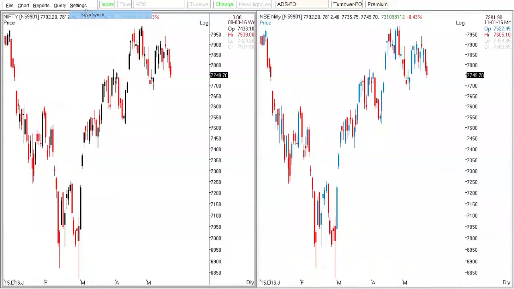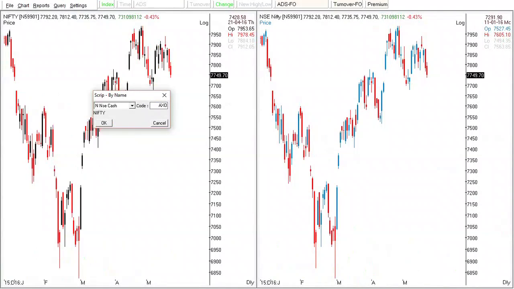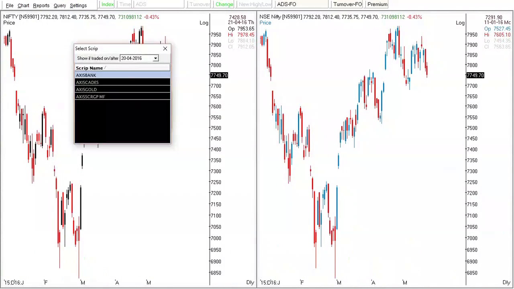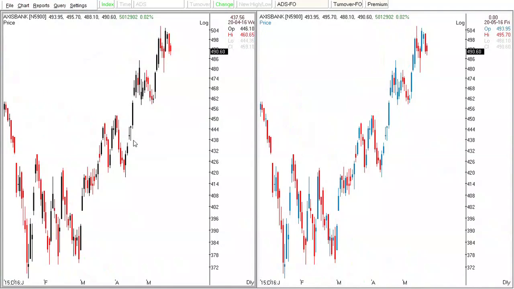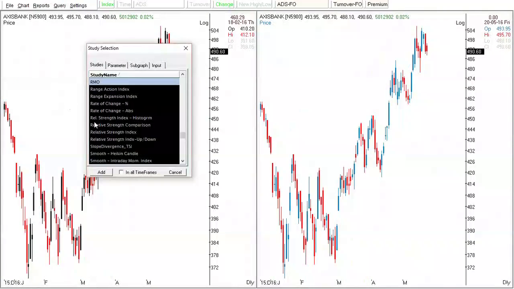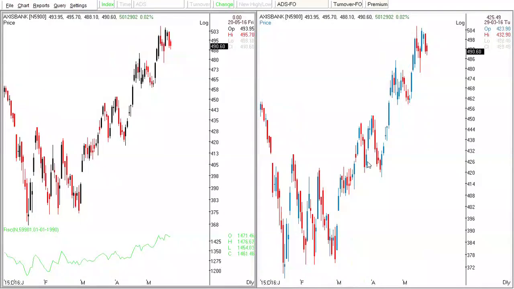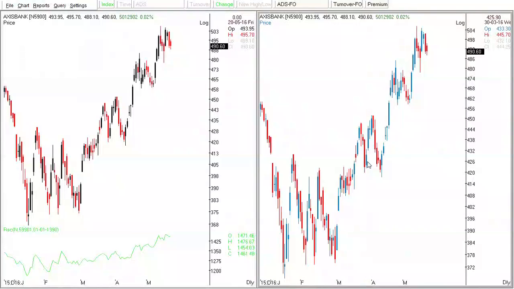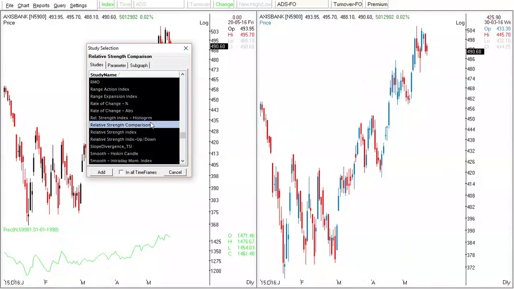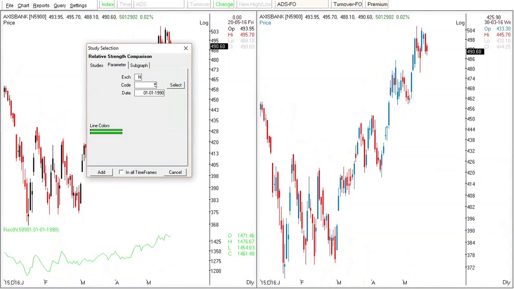Let me open a stock, let's say Axis Bank. On my left, I want to do a comparative analysis of Axis Bank with Nifty. So I go to relative strength comparison. N59901 is Nifty. I add. On my right hand side, I want to compare Axis Bank with Bank Nifty, this time with Bank Nifty and not with Nifty. So study, relative strength comparison. N59906 was the code of Bank Nifty. Add.